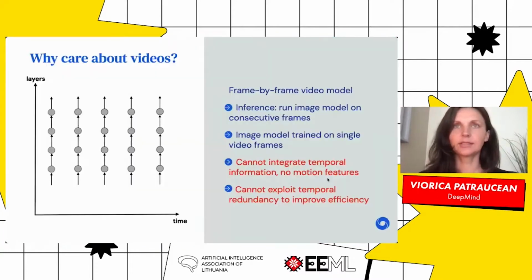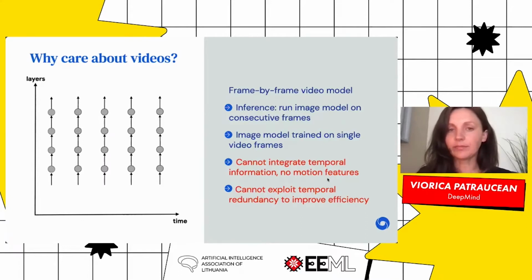Okay, so let's get into it. Why should we care about video? Most of the successes in machine learning recently have come from image models. You're probably familiar with ResNet-50s, and AlexNet was the very first image deep network. And more recently, we have the Vision Transformer, which are all very good at certain tasks on 2D images.